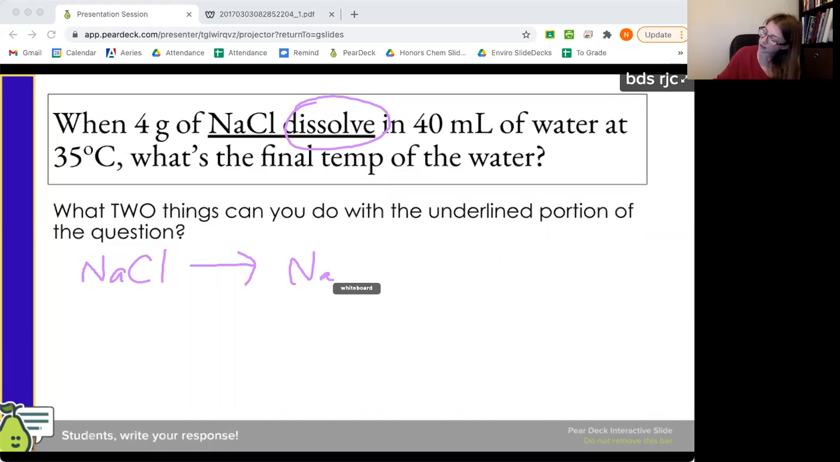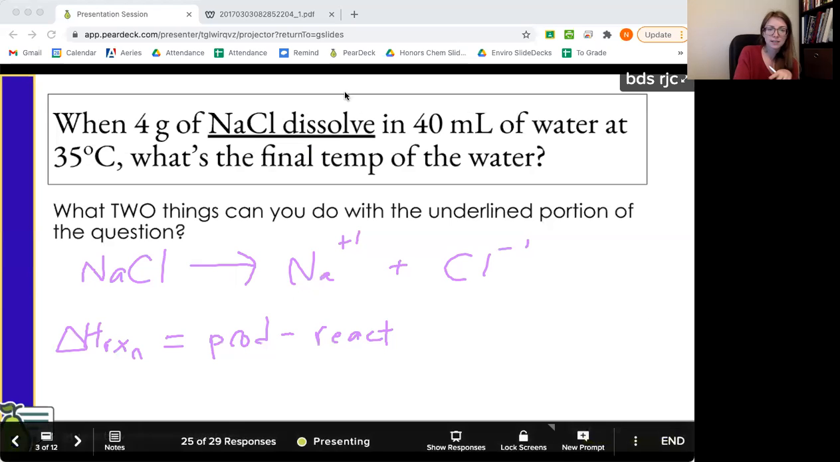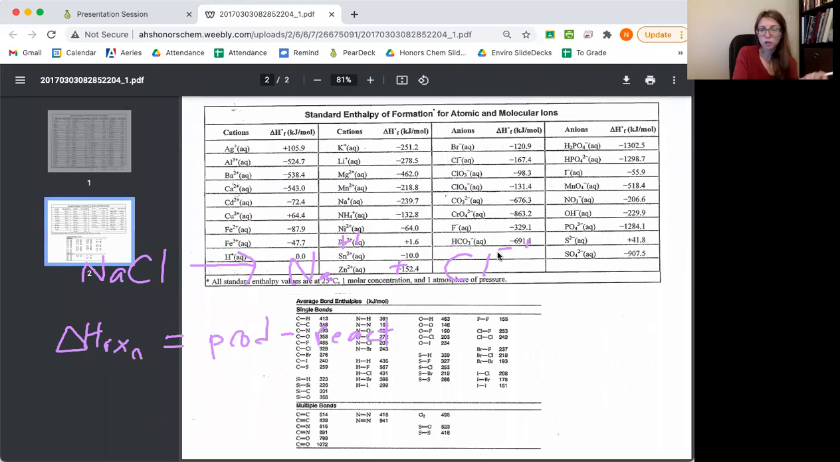NaCl splits up into its ions, Na+1 and Cl-1. That's something I can do from the fact that NaCl dissolves. The other thing I can do, you learned last class, and that is, now that I have this reaction, I can find my heat of reaction by doing products minus reactants using that chart. So it's going to look a little messy here for a second while I go over to the chart, but going over to the chart, ions are on the 2nd page.